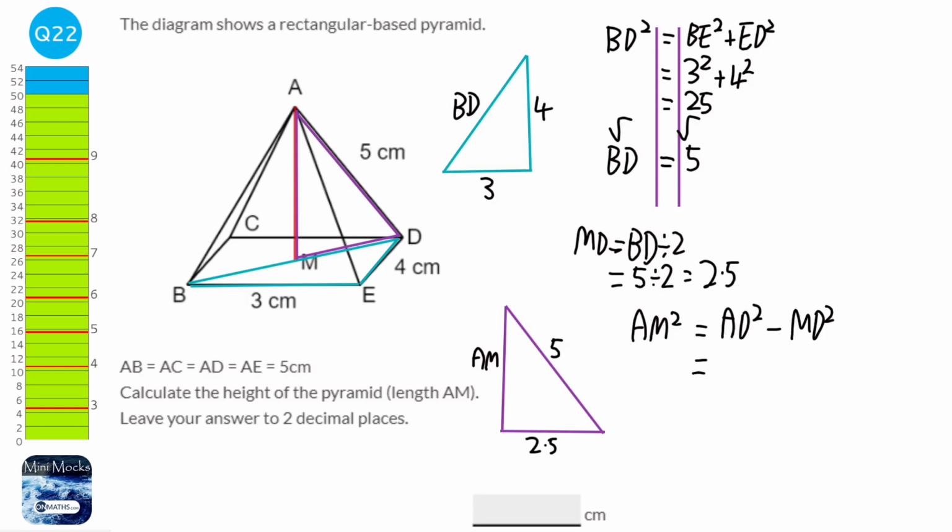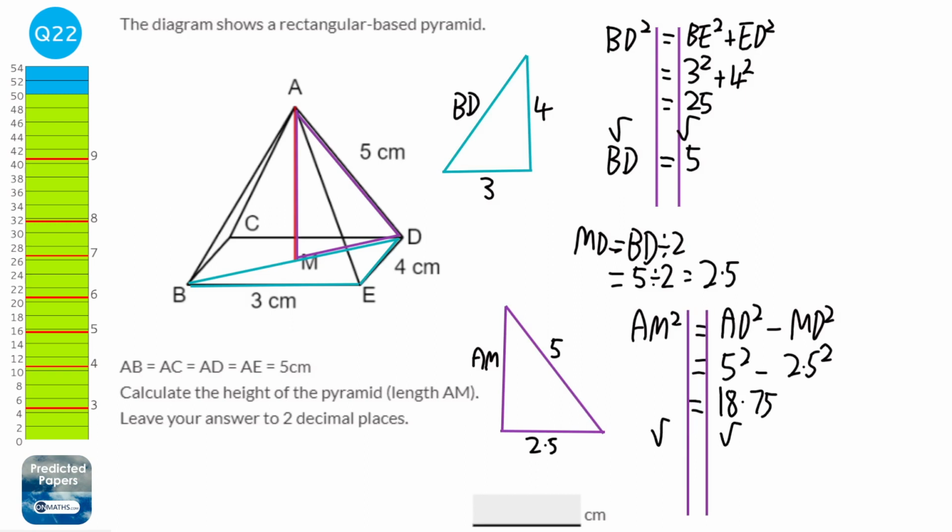and that's going to be 5 squared minus 2.5 squared, which is going to equal 18.75. Then we'll square root both sides. I haven't put my tram lines in. Let's get those in as well. Make sure it's all neat and tidy. So we've got AM is equal to 4.330. And because it says 2 decimal places, we want to write down the answer 4.33 centimetres.